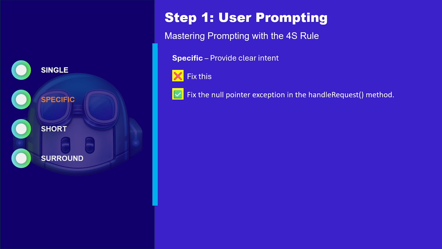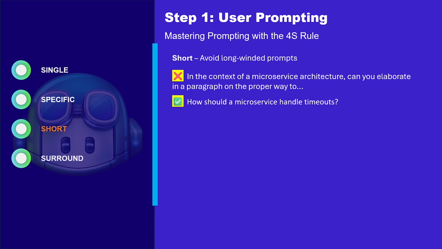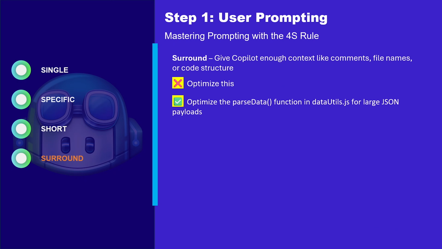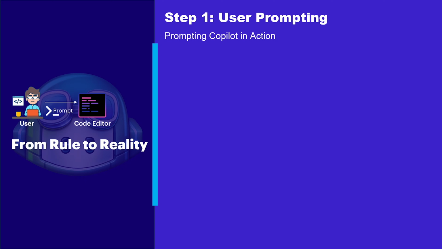Next, specific. Vague prompts make Copilot guess and often guess wrong, while specific prompts generate accurate, useful suggestions. Third, short. Keep prompts concise. Shorter prompts reduce noise and increase accuracy. Last, surrounded. Include relevant context like files, code, or comments to guide the model. Now let's walk through a few examples so you can apply these same principles in your own projects.